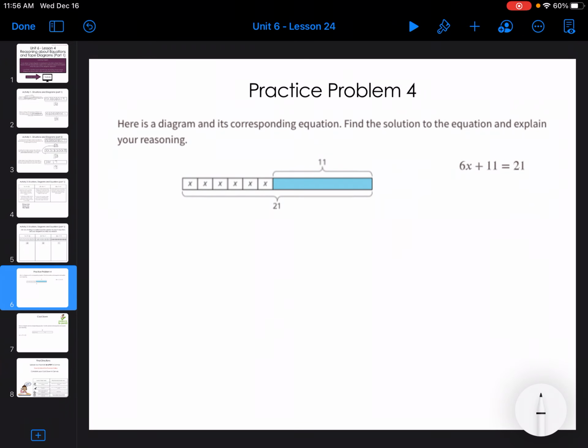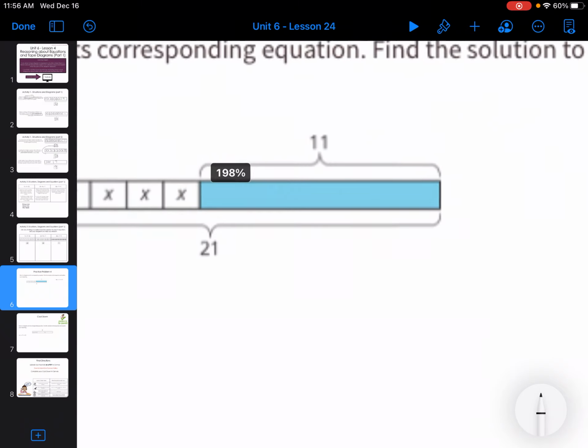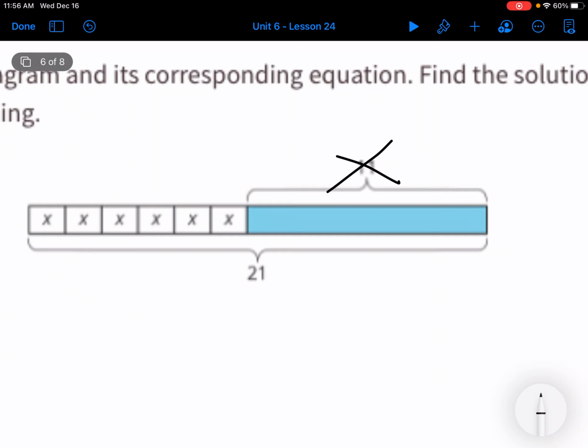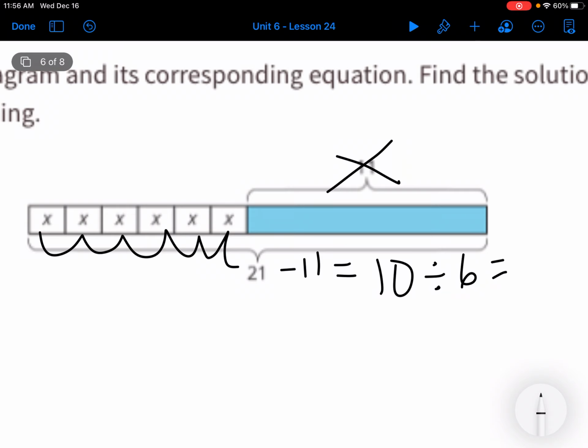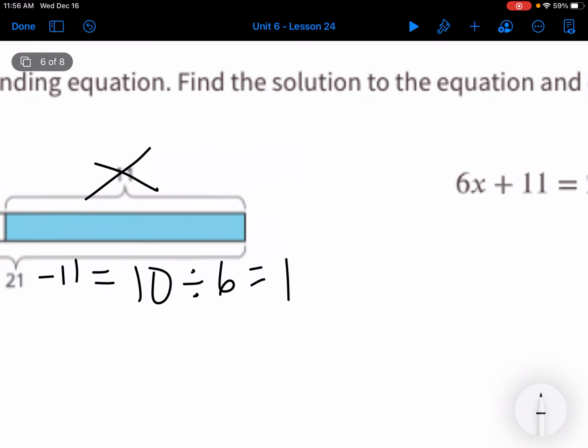All right, so now it says here's a diagram and a corresponding equation. Find the solution and be able to explain your reasoning. So I'm going to do it using the tape diagram first. So I'm going to subtract 11 and I'm left with 10, and I have to split that into 1, 2, 3, 4, 5, 6 equal groups. So divide by 6. So in my calculator, 10 divided by 6, I get 1.6 repeating. So each x is worth 1.6 repeating.